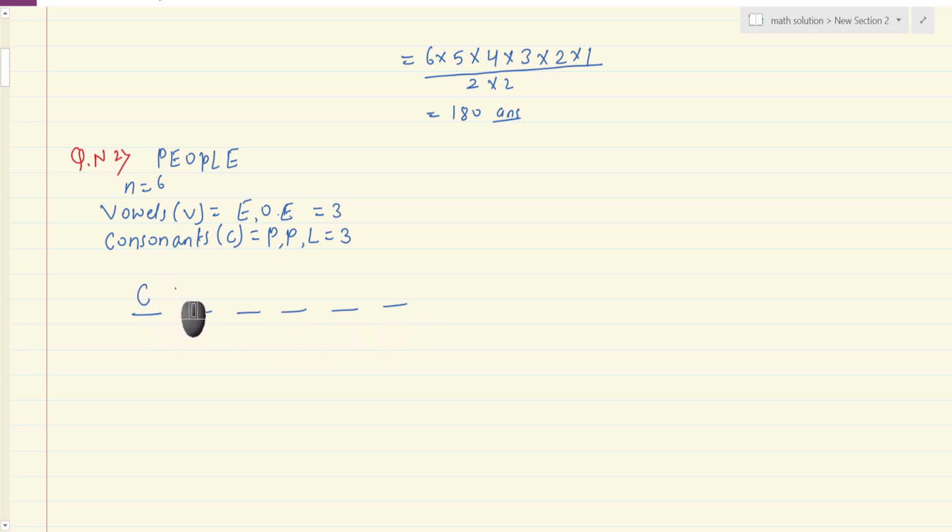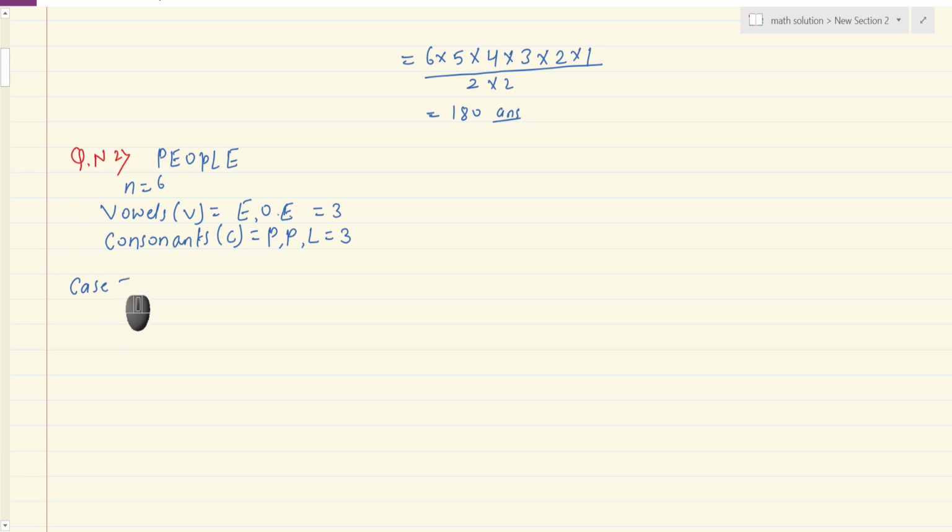If we use a consonant, then the next should be a vowel: consonant, vowel, consonant, vowel. This is the way to form the words according to the question. Also, there is a possibility of using a vowel first, then consonant, then vowel, then consonant, then vowel, then consonant. So how many such words can we make? Let's solve it; I will show you. There are two possibilities: either start with the vowels or start with the consonants.